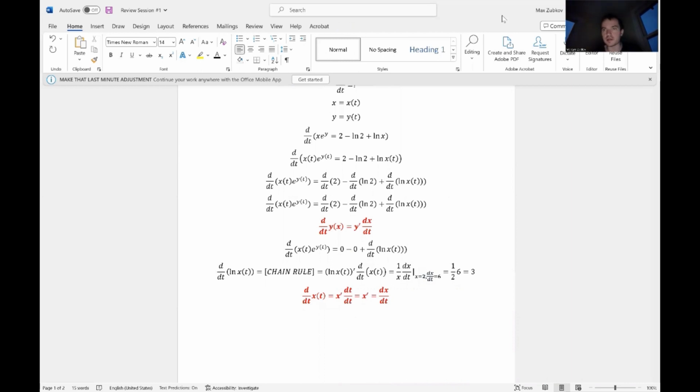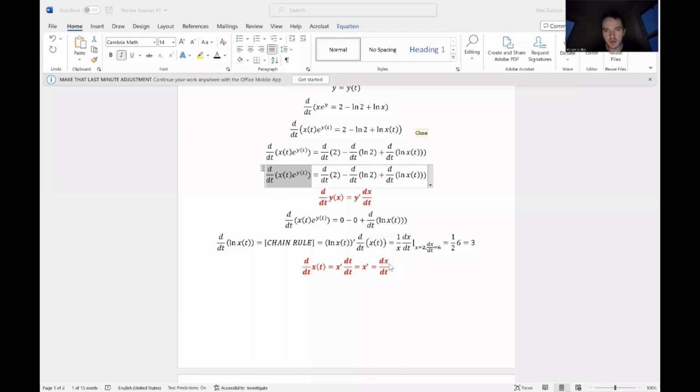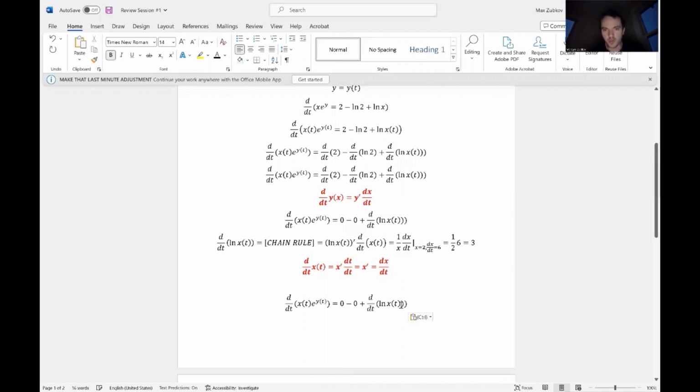So here, let me pause the recording so you can ask questions. What we just did, in this expression, I'm going to put the space. We found that this term is going to be equal to 3. Let's continue the computation.